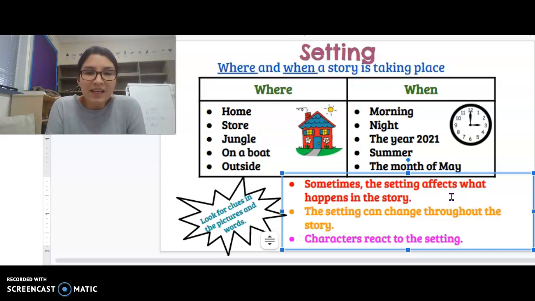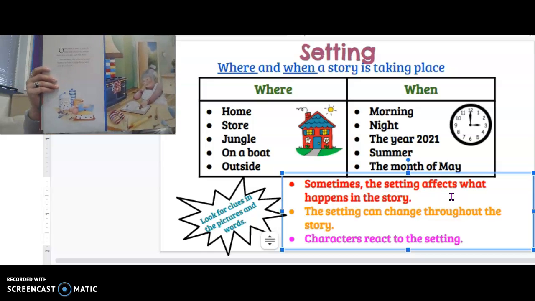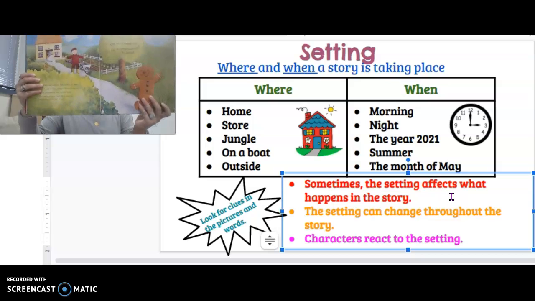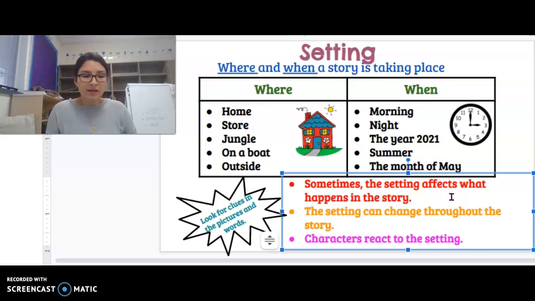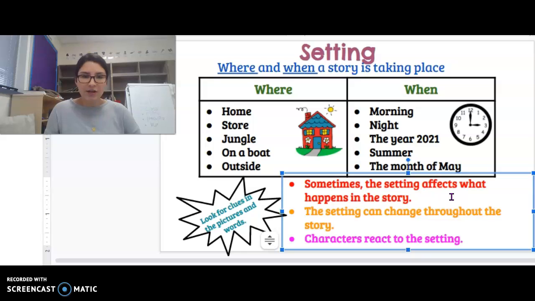Okay, so the setting can change throughout the story. I'm going to use the same example, but the setting starts off with the little old woman in the kitchen. So where is she? In the kitchen. But then it changes because the gingerbread man hops off the table and then runs outside. So do you see what I mean by changing? Started off in the kitchen, but then outside, and then keeps going and going, and then comes across the river. So the setting then changes to the river. So that's changing.